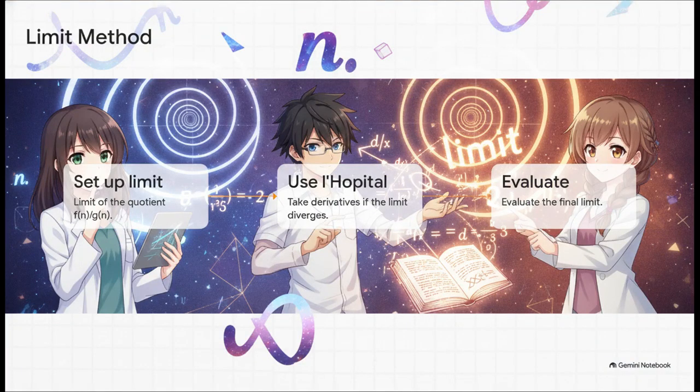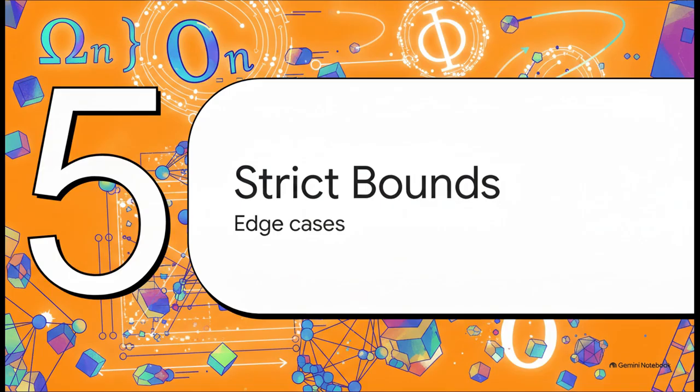But what happens when you hit highly complex functions? You know, the ones with messy logarithms and fractions. Guessing constants becomes a total nightmare. So we upgrade to the limit method. We take the limit of the quotient of the two functions as n approaches infinity. If they diverge or converge on 0, calculus comes to the rescue, specifically L'Hopital's rule. By taking the derivative of the denominator and the numerator, we can find the exact, undeniable limits without any of the guesswork.